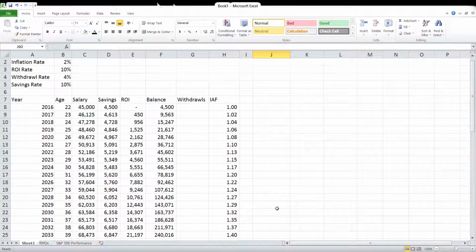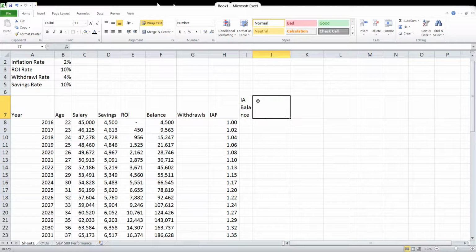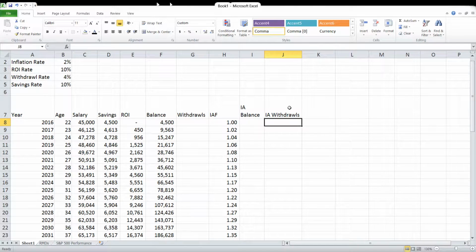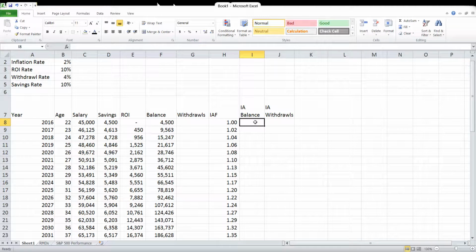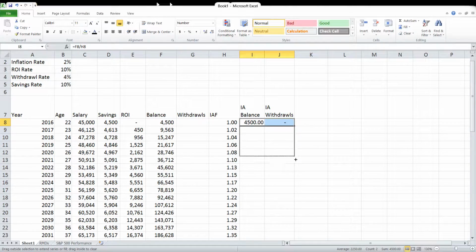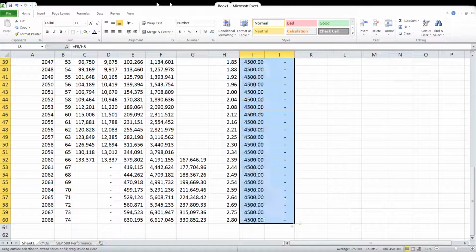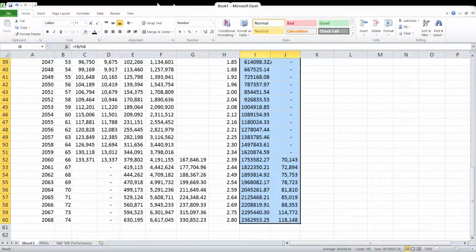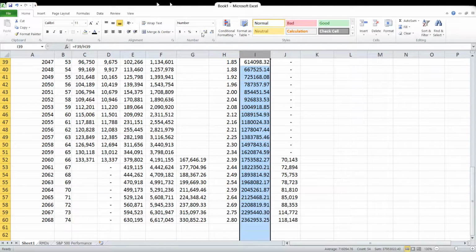All right, so then let's go ahead and do inflation adjusted balance and inflation adjusted withdrawals. We'll take the balance, divide by the rate of inflation, and our withdrawals, divided by our rate of inflation, for our inflation adjusted balance. Okay, and let's run this all the way down. And holy cow, that is just completely unreadable.